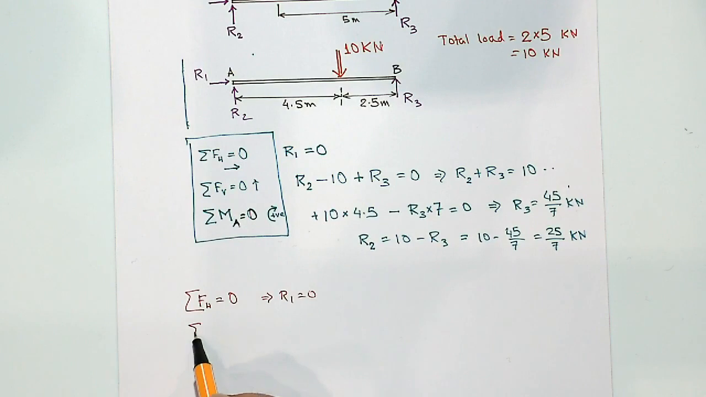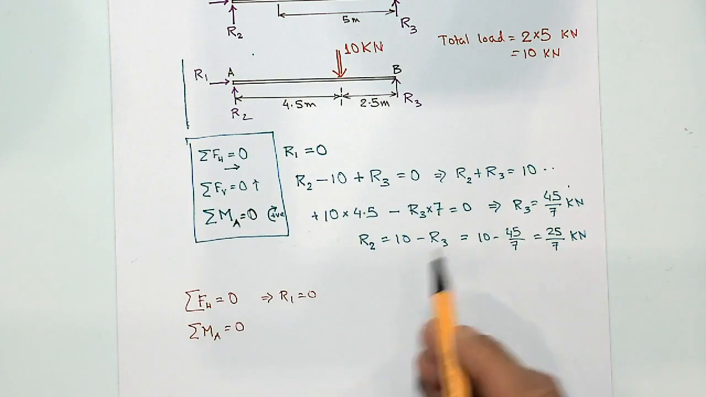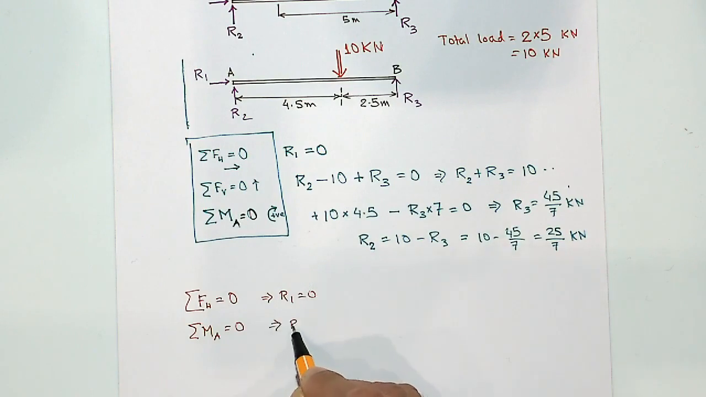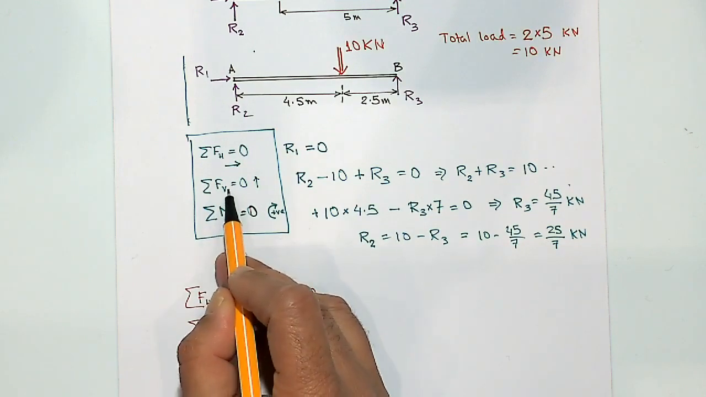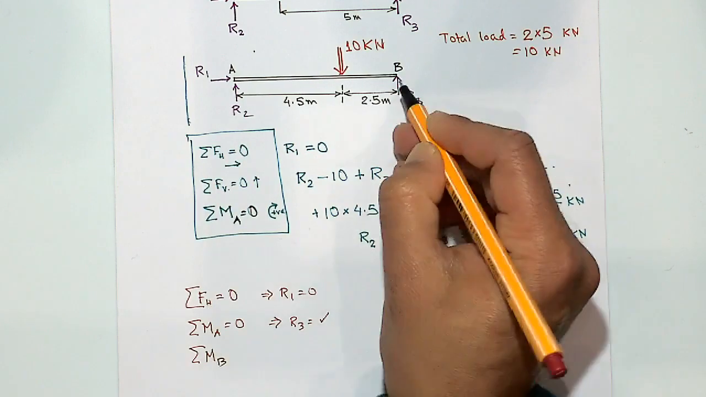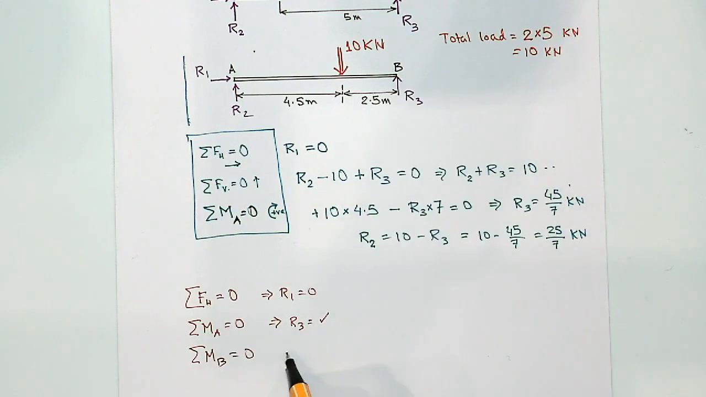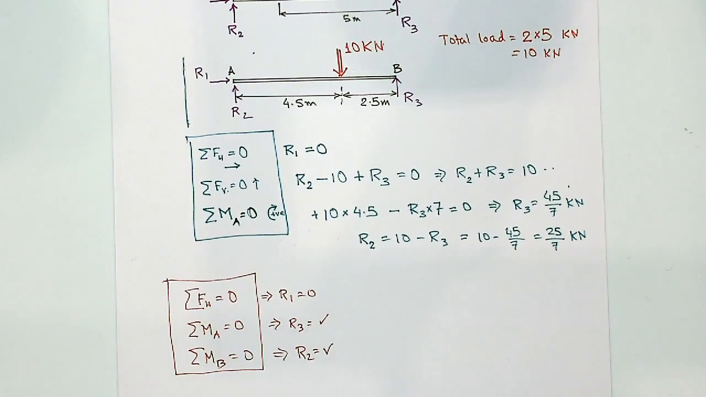I could also take moment about point A equal to 0, which I have done here. So that will give me the value of R3. Now instead of vertical forces 0, the equation here, if I have taken moment about point B equal to 0, that would have given me R2 value. So this is also a valid set of equilibrium equations. This is equally valid.